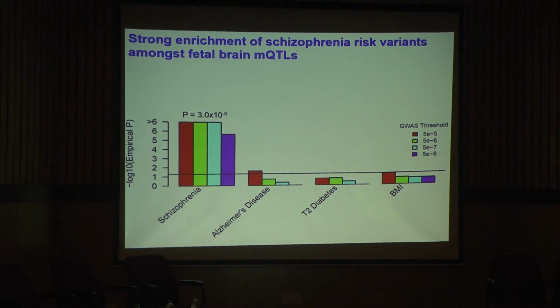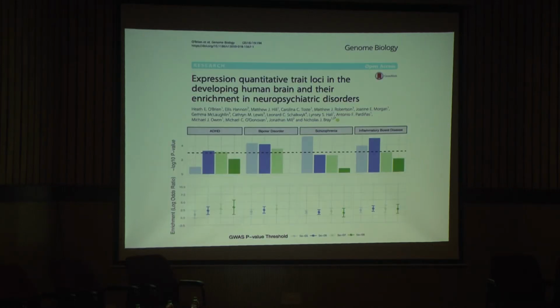And just to show this is specific, you can take GWAS findings from similarly powered studies of a neurodegenerative disease and also two diseases that are maybe not so implicated in the brain, and show no significant enrichment amongst those sites. This tells us that the schizophrenia GWAS findings are really enriched for mediating gene regulation during brain development.